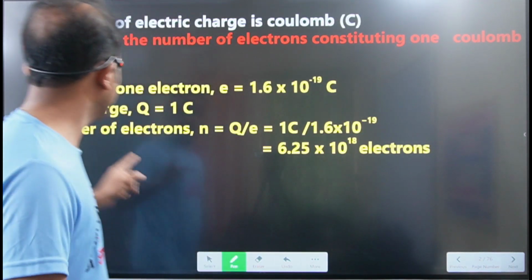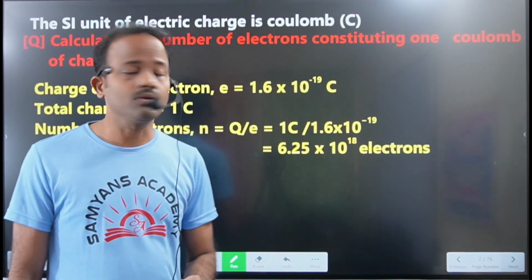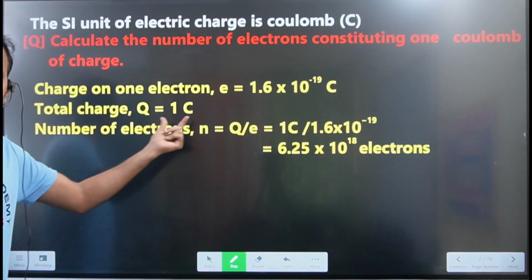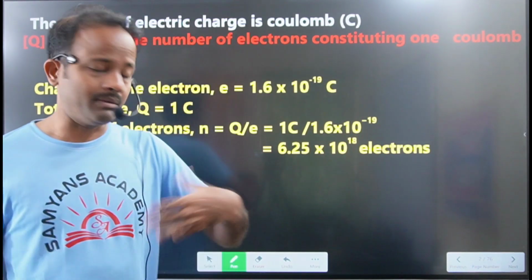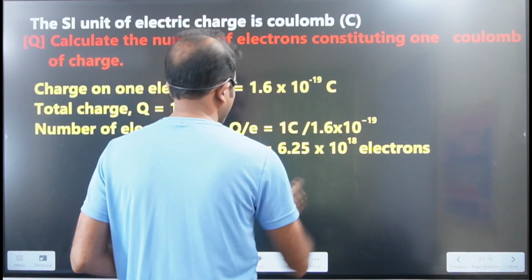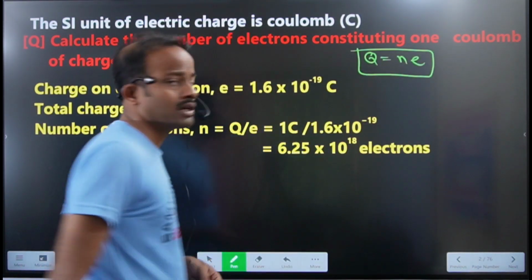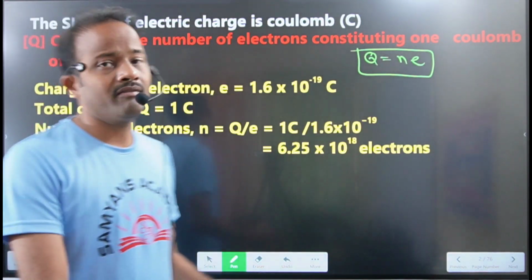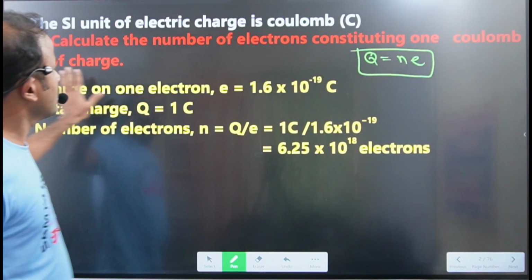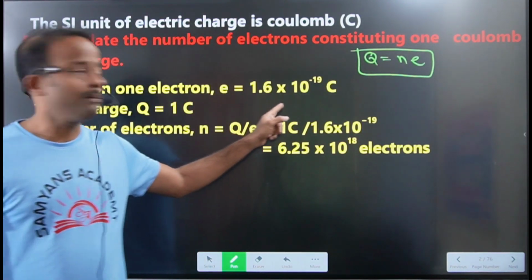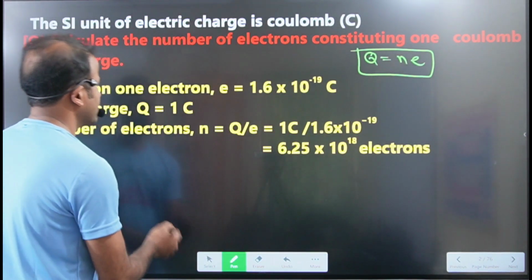Is it clear? Now you see here, the charge of 1 electron, already you know, is 1.6 into 10 to the power of minus 19 coulomb. The total charge Q equals 1 coulomb. We have a formula to calculate the number of electrons: Q equal to Ne, where Q is the amount of charge, N is the number of electrons, and e indicates the charge of an electron. Is it clear, everyone? So in this way also you can calculate.